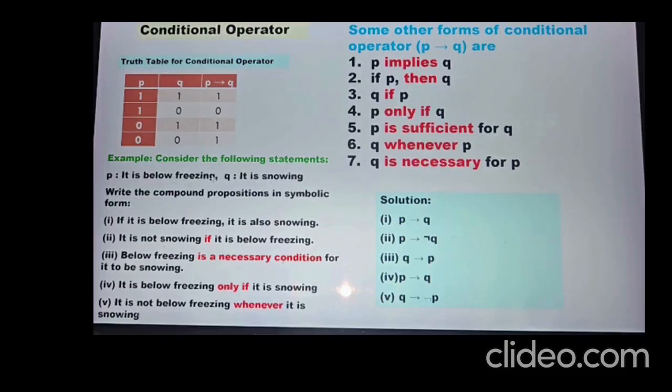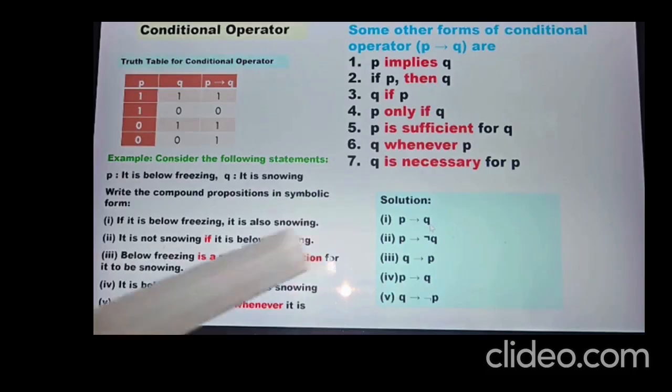Here consider a very simple example. P is it is below freezing, Q it is snowing. Now how to write a compound proposition in symbolic form? If it is below freezing, then it is also snowing. That is of the form P to Q. This is P to Q.